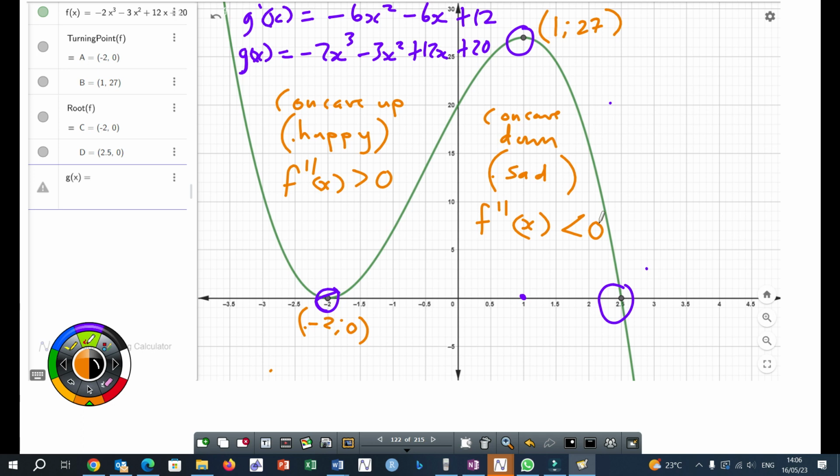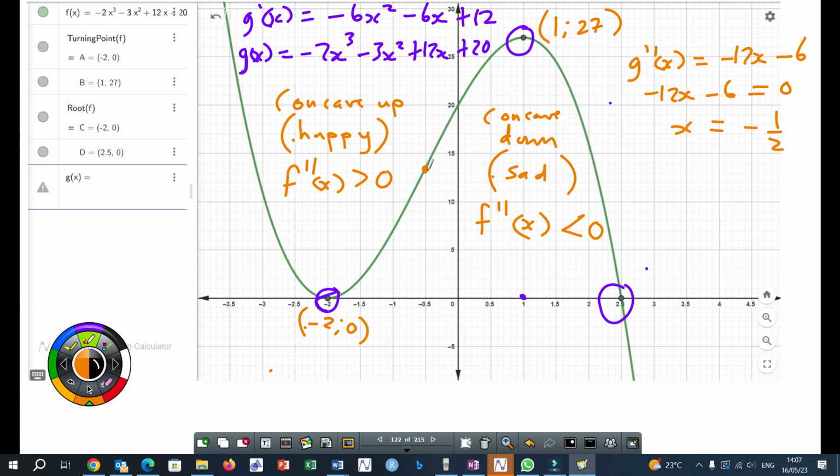So our second derivative, I can easily get it. g double prime of x is going to be minus 12x minus 6. If I equate that to 0, let me just rush quickly to it, I get x equals minus a half. So when x is minus a half, we have our point of inflection.